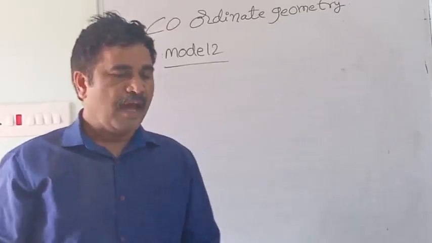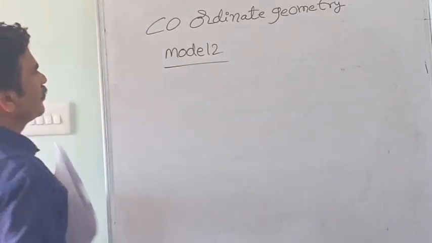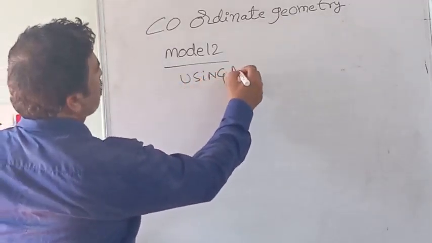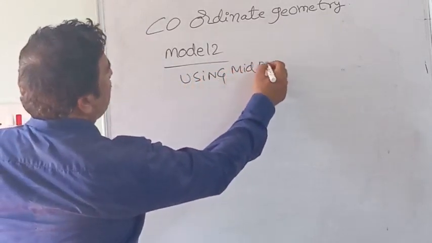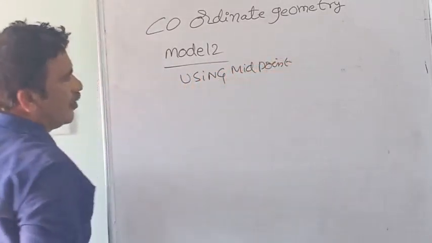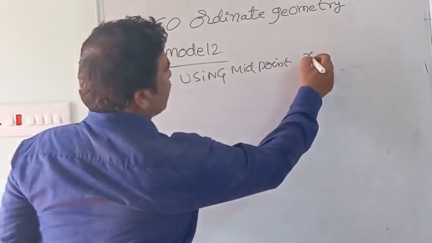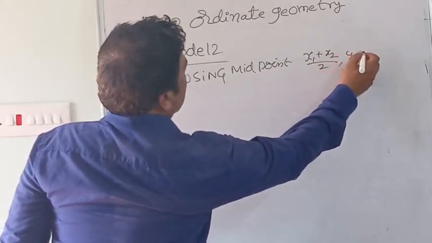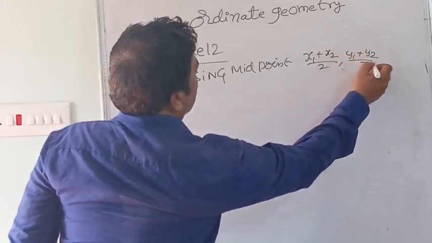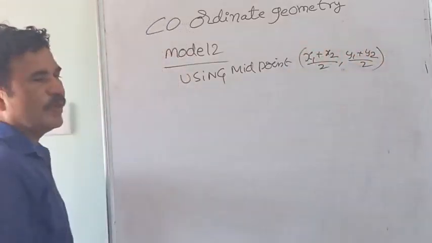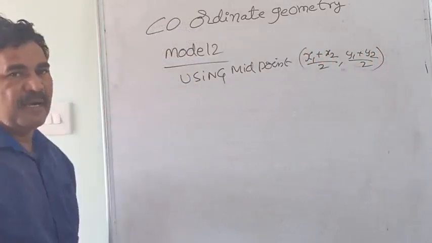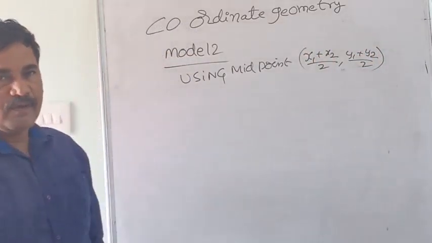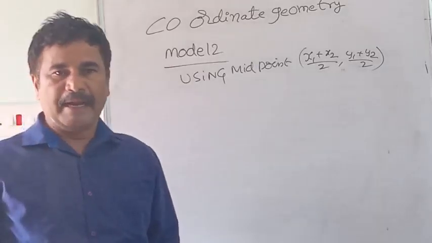Now model 2, using the midpoint formula. We know the midpoint formula is ((x1 plus x2) by 2, (y1 plus y2) by 2). Many students know this formula, but where to apply it is the problem for students. Now see where this formula is applied.